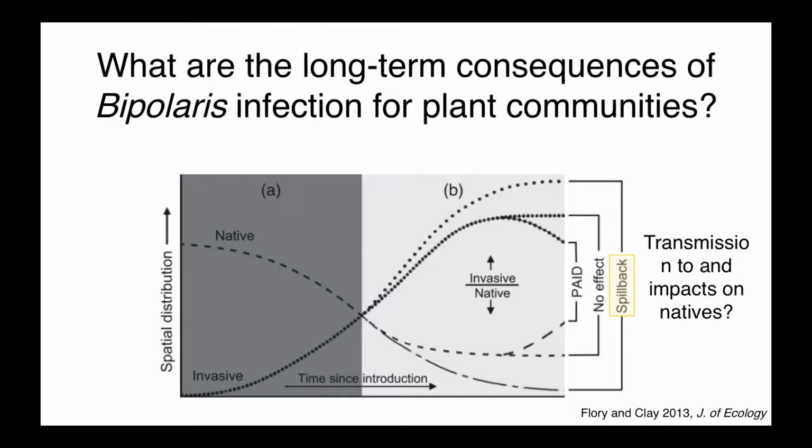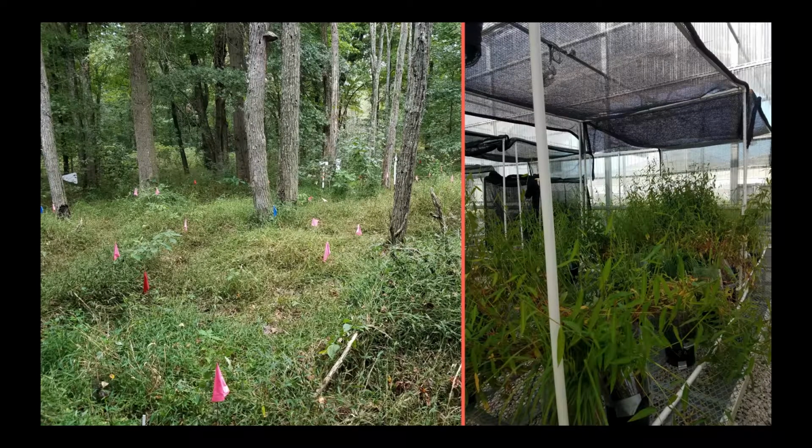The second thing that we need to know in order to understand these potential outcomes is how transmission to natives occurs, the rates of that, and the impacts on the native species. So in order to fill in some of those gaps, we are doing field experiments and greenhouse experiments.